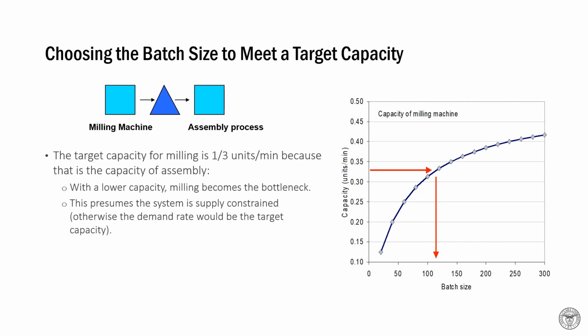However, it is important to note that this presumption is based on the system being supplier constrained. If it wasn't, the demand rate would define our target capacity. So, a critical question emerges from this scenario. What is the minimum batch size that allows us to achieve our target capacity of 1/3 unit per minute?